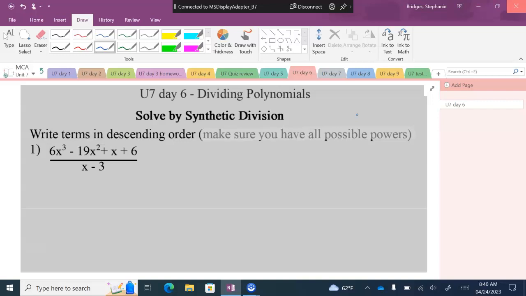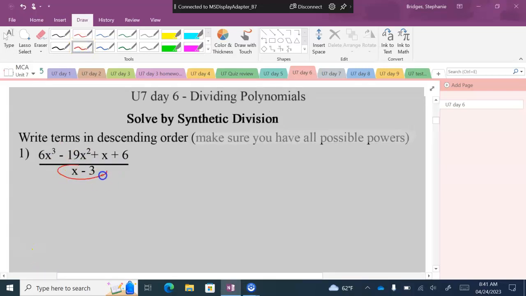So the very first thing we're going to do is take our divisor, take that x minus 3, set it equal to 0, and solve for x, okay? What we want to know is what makes that turn to 0. What is the value of x that makes this part right here turn to 0?